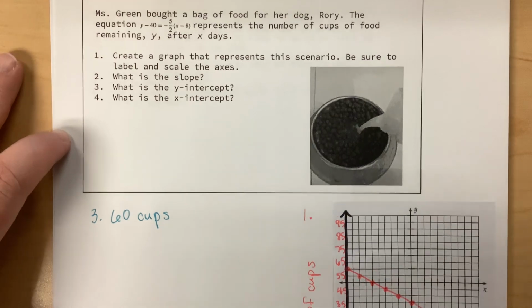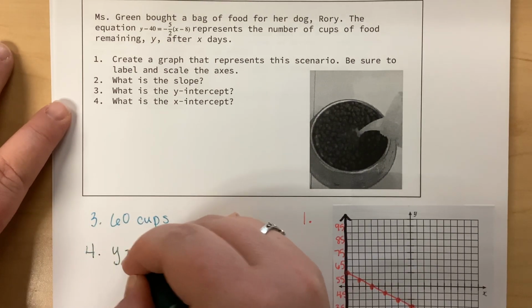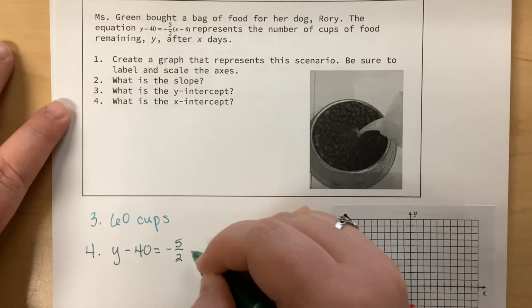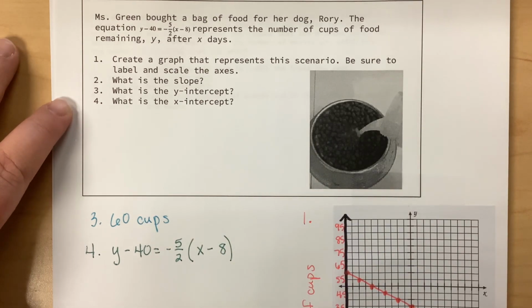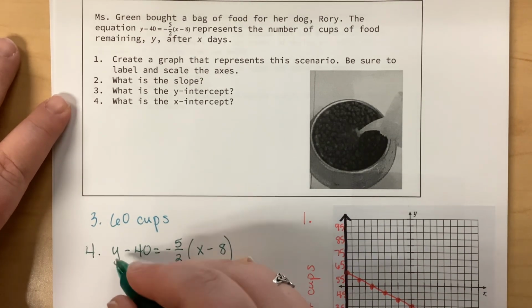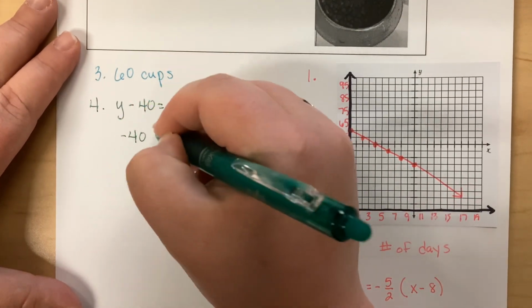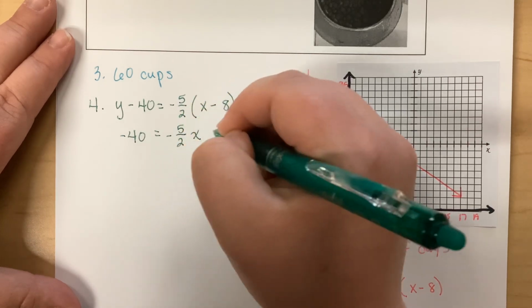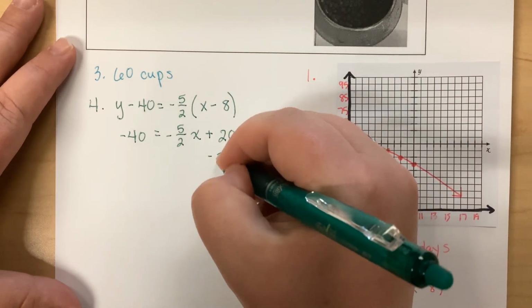Okay, so for number 4, it says my equation is y minus 40 equals -5 over 2 times x minus 8. All right, so I want to know what my x-intercept is. So that means my y value has to be 0. So if I plug 0 in here, that's going to give me -40. So I now have -40 equals, and I'm going to distribute here, -5 over 2x plus 8 divided by 2 is 4 times 5 is 20. I'm going to subtract that 20 on over.